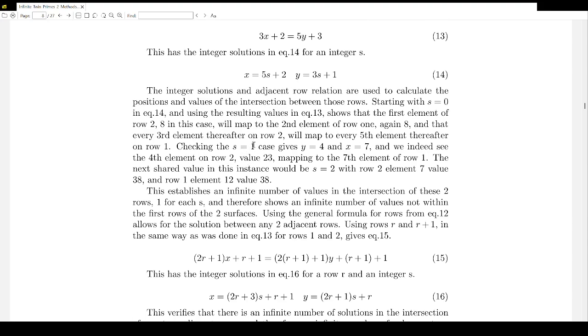So checking the s equals 1 case we already did gives y equals 4 and x equals 7. And we indeed see the fourth element on row 2, value 23, mapping to the seventh element on row 1. The next shared value would be s equals 2. So you're just going up, 0, 1, 2. You're just going through your s's. So when s is 2, with row 2, element 7, value 38, and row 1, element 12, value 38.